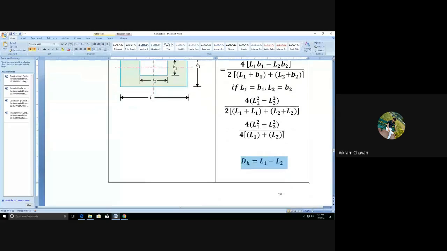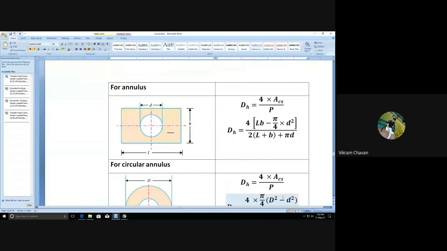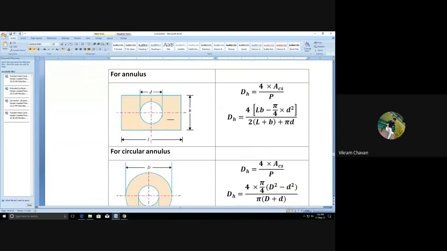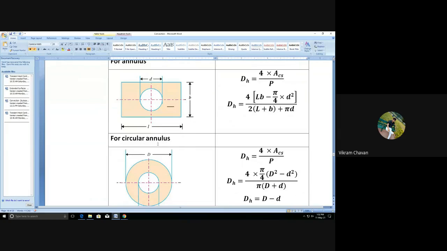Next one is for annulus, for circular annulus. Draw the figures and note down the equation related to that particular figure.